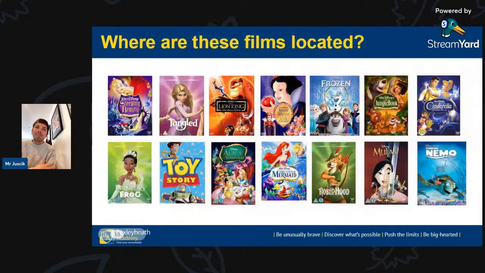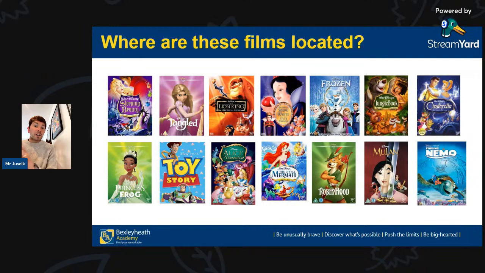Now there are many, many Disney films. I'm sure at home you can name maybe 20 or so different Disney films. There are many, many ones that you could have mentioned. Just a few, obviously, on the board. We're only going to mention these very briefly.